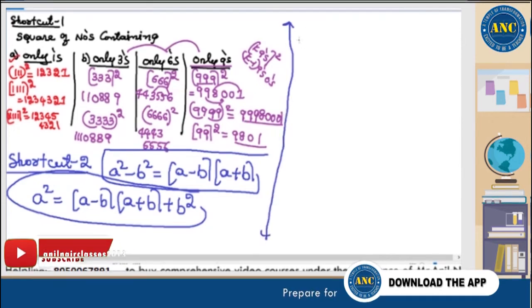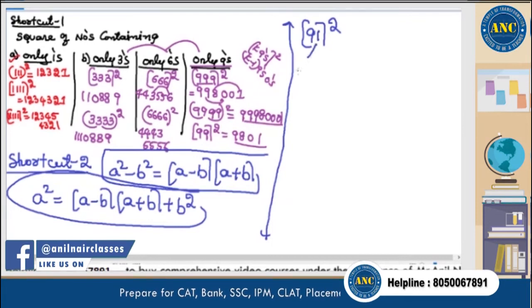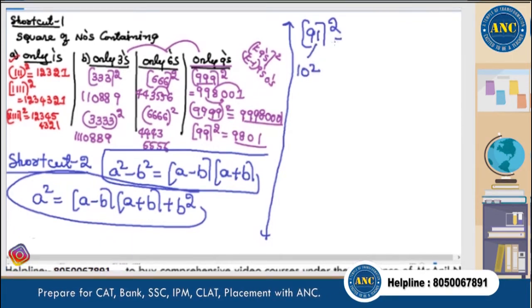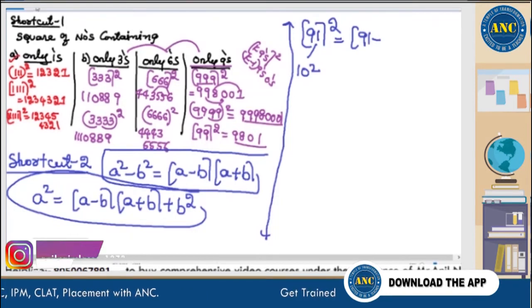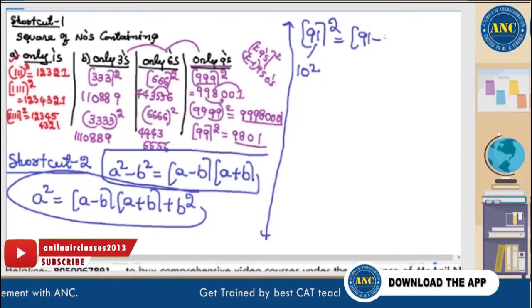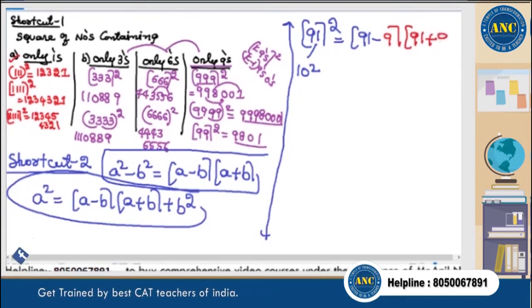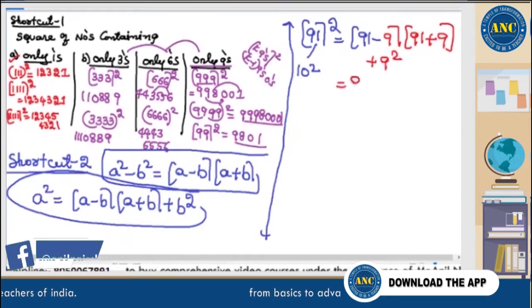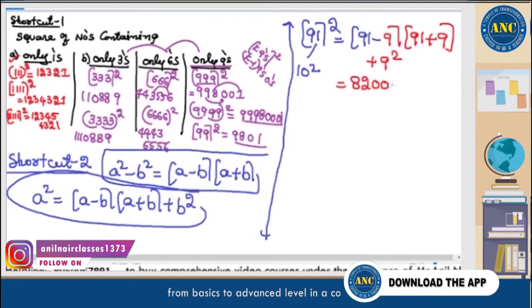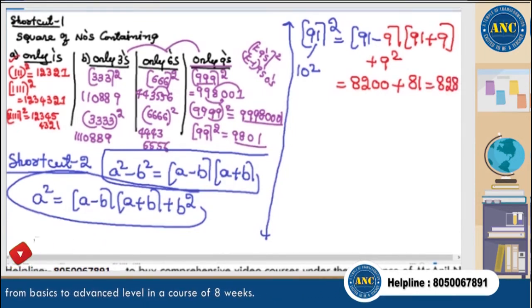Suppose I want to do 91 square. Step number 1: 91 is nearer to 100. A is 91. B is the difference between the number and the assumed base, 100 minus 91, which is 9. So 91 minus 9 into 91 plus 9, plus 9 square. The answer will be 82 into 100 plus 81, which is 8281.